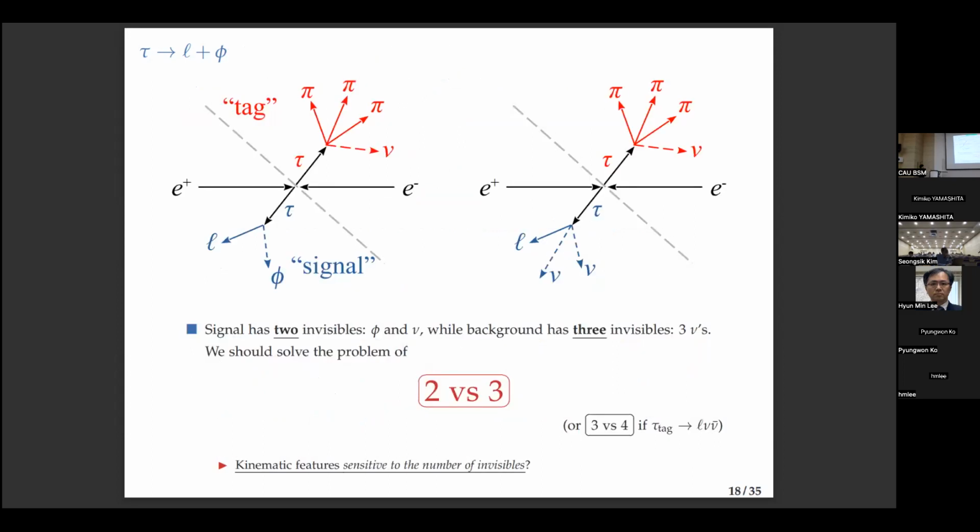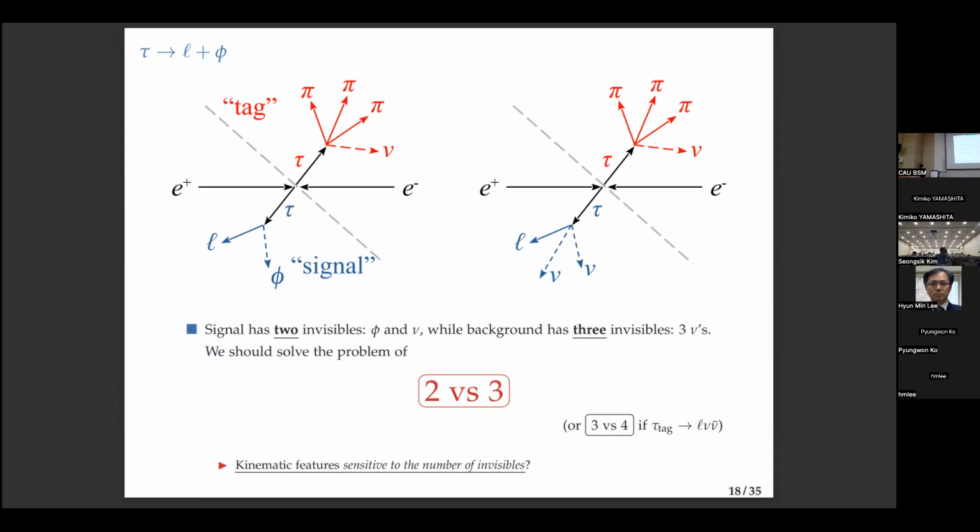So let's look at this event topology again. By comparing the signal and background event topologies, you can find the biggest difference. The signal has two invisibles, phi and a neutrino, and the background has three invisibles, three neutrinos. So actually, this is the simple problem of distinguishing two and three.